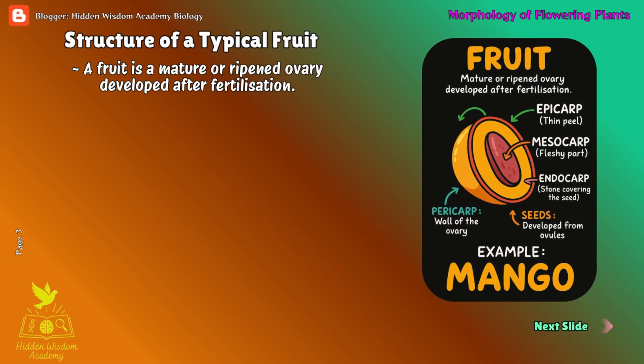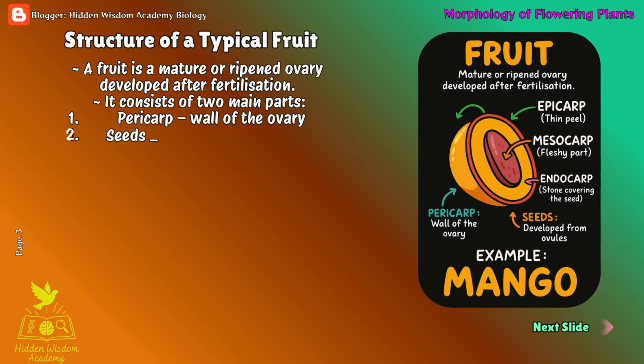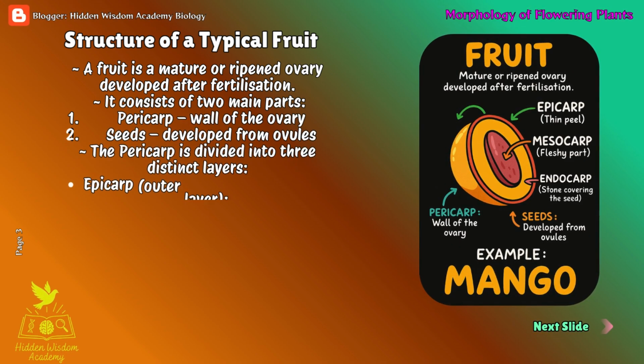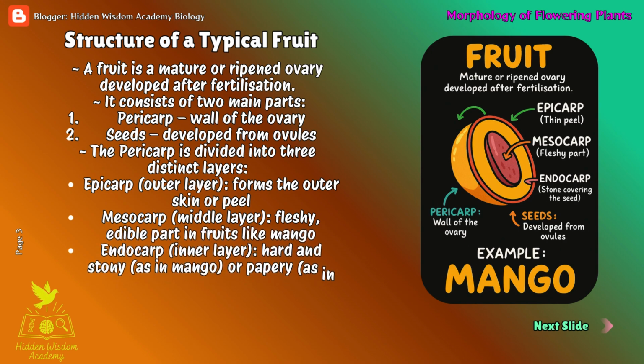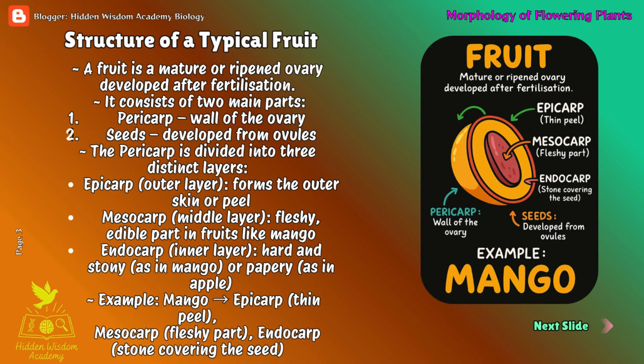Now, let's look at the structure of a fruit. A fruit develops from the ovary after fertilization and has seeds that come from ovules. The ovary wall becomes the pericarp, which has three layers: epicarp, the outer skin; mesocarp, the soft and fleshy part; and endocarp, the inner hard or papery layer. For example, in mango, the peel is the epicarp, the fleshy part we eat is the mesocarp, and the hard stone around the seed is the endocarp. This basic structure is found in all types of fruits.